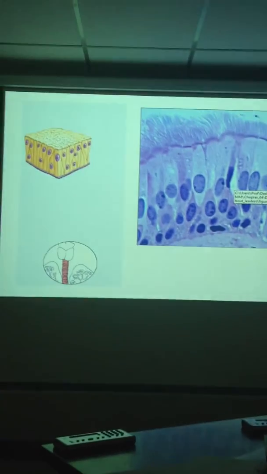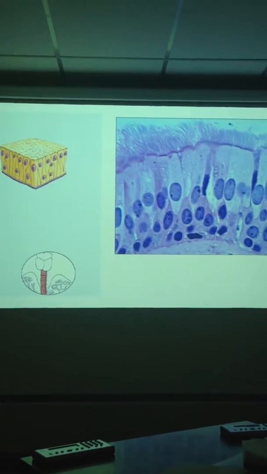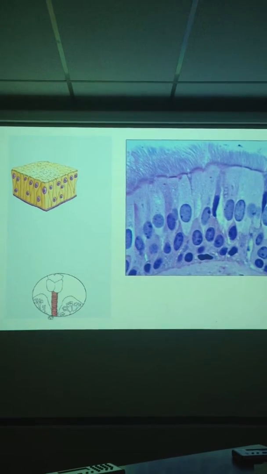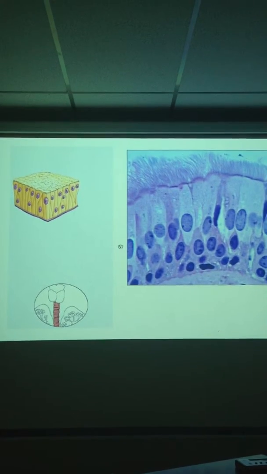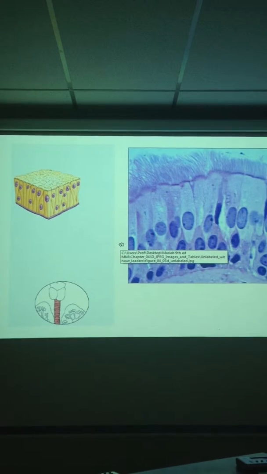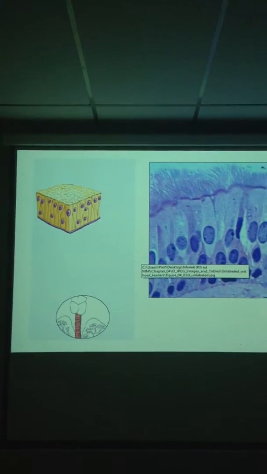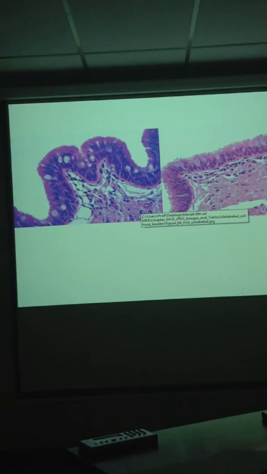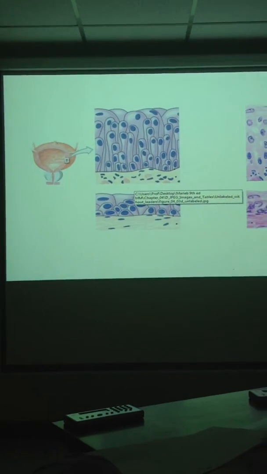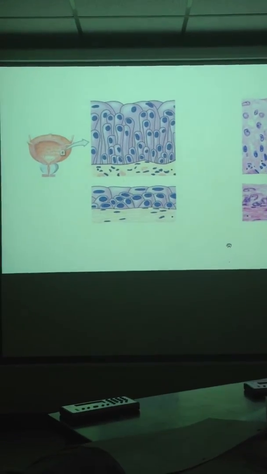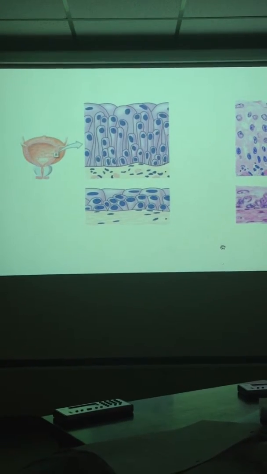Ciliated, pseudostratified columnar. And the location that they're showing here? Trachea. What type of cartilage do you find in the trachea? Hyaline. Type? Transitional.